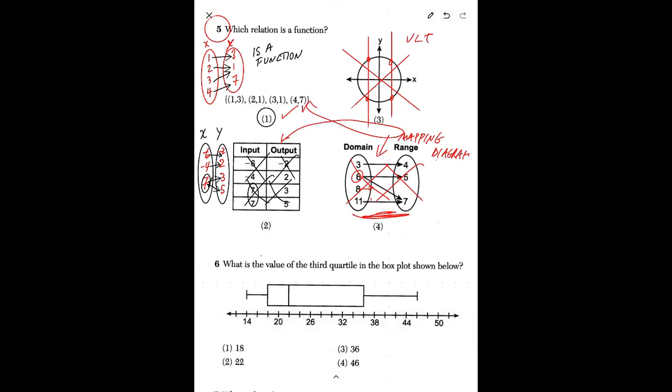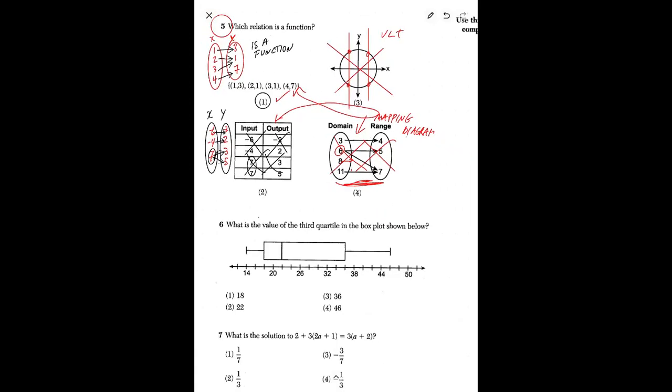Now I'm going to do number 6. Number 6 is just a box plot. And a box plot has 5 pieces of information that you need. It has a minimum. It has a maximum, always. And then this is going to be quartile 1. This is quartile 2. This is quartile 3. Another name for the second quartile is the median, which is the middle of the data.